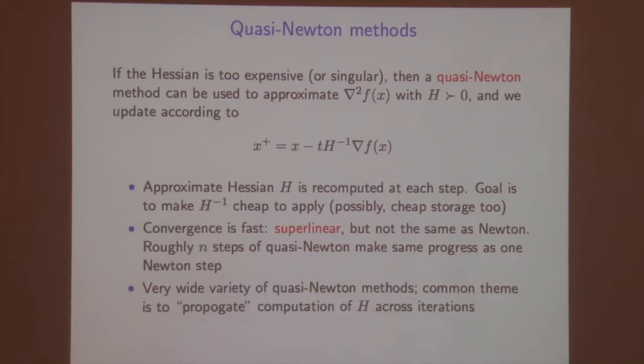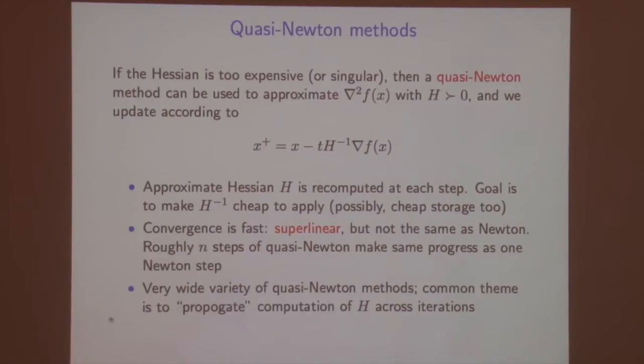Roughly n steps of a Quasi-Newton method make the same progress as one Newton step. That's a rule of thumb you can remember. Okay, so if I do this n times, then I'm making as much progress as one Newton step. But it could be that one of these steps is much, much cheaper than a Newton step. Right? This could be order n, and a Newton step could be order n cubed. So that's a pretty favorable trade-off.